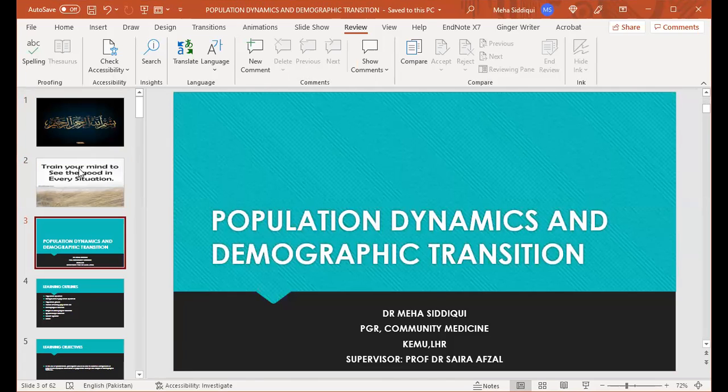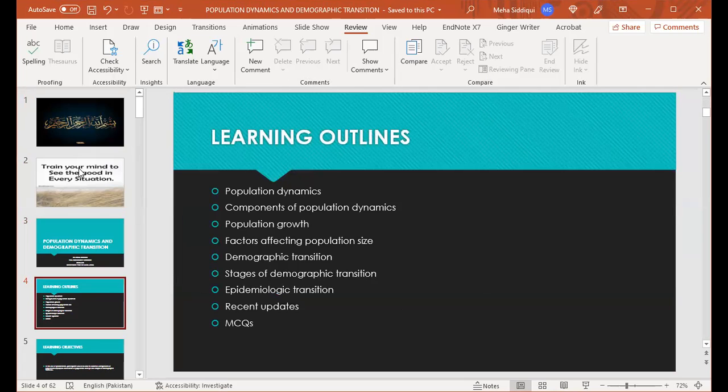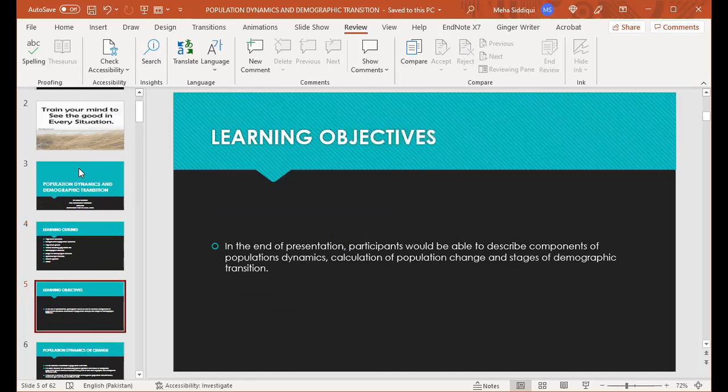Today, the topic of my presentation is population dynamics and demographic transition, and I am presenting it under the kind supervision of my professor, Dr. Sarah Afzal. Learning outlines of my presentation are population dynamics, components of population dynamics, population growth, factors affecting population size, demographic transition, stages of demographic transition, epidemiologic transition, recent updates, and in the last MCQs.